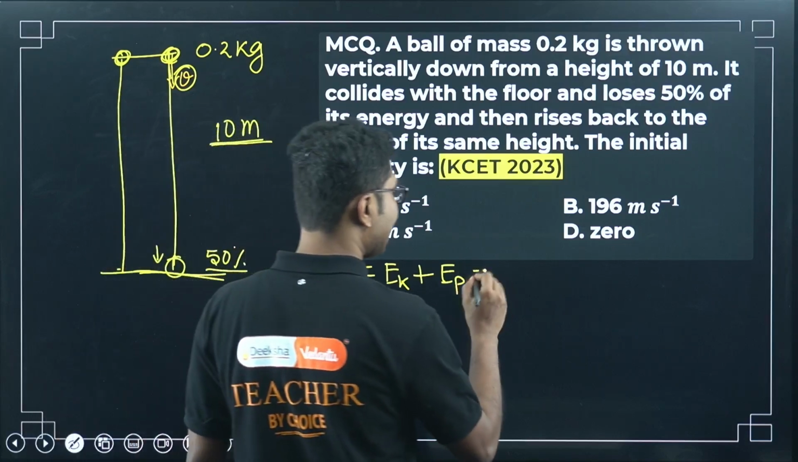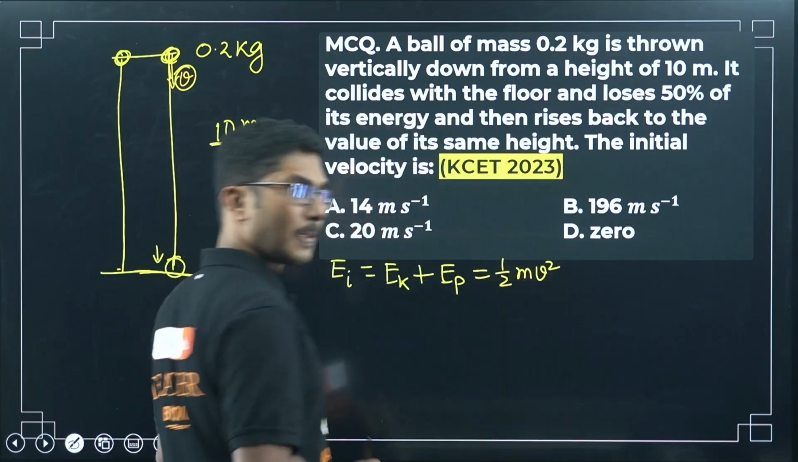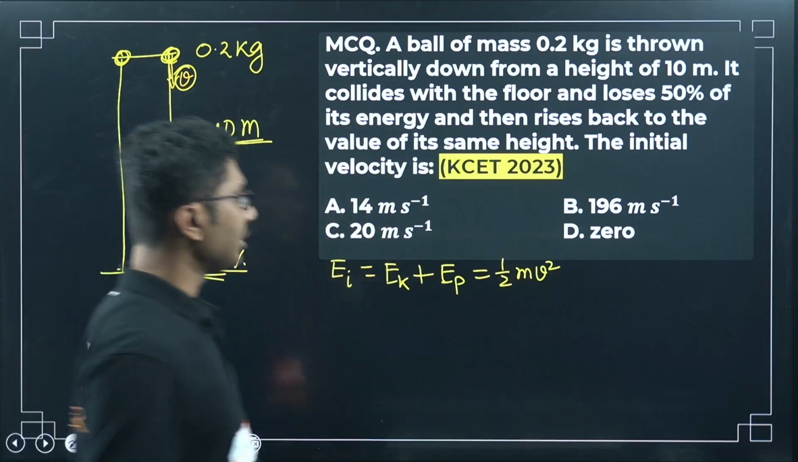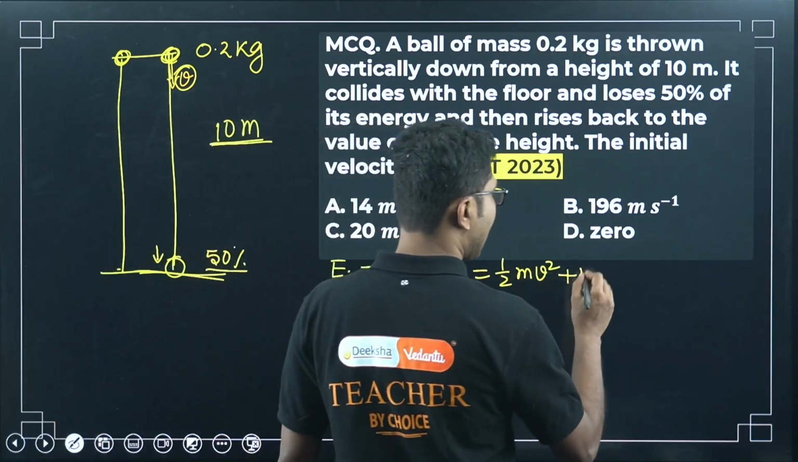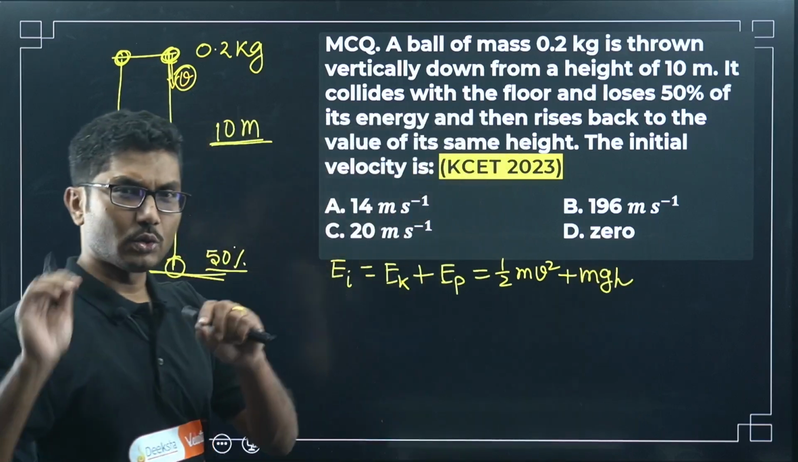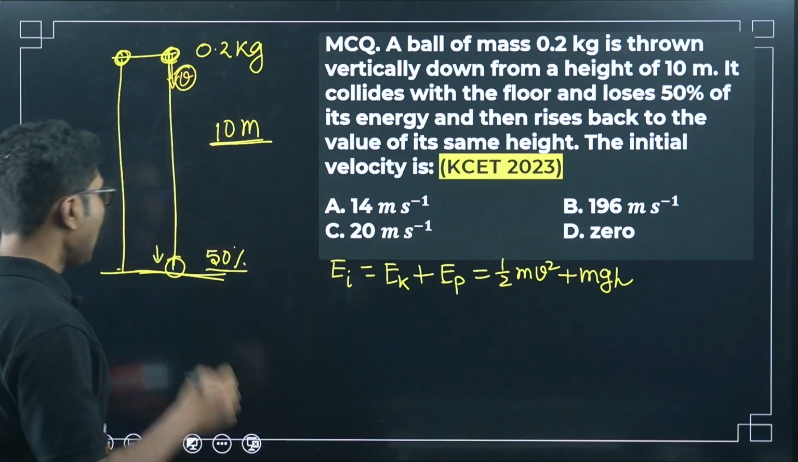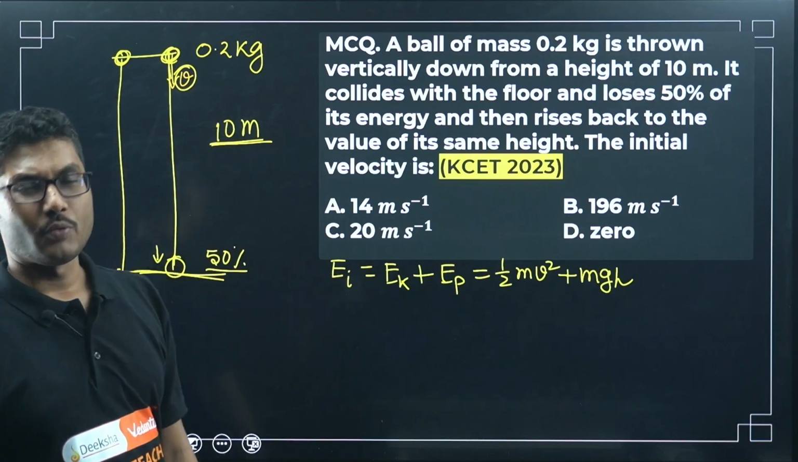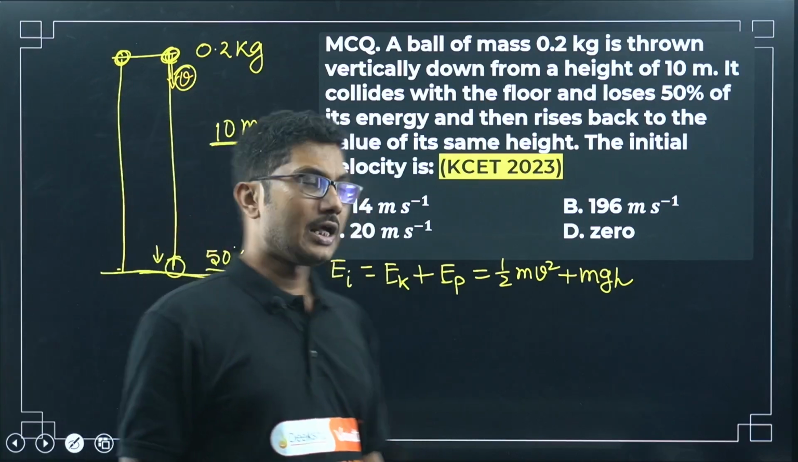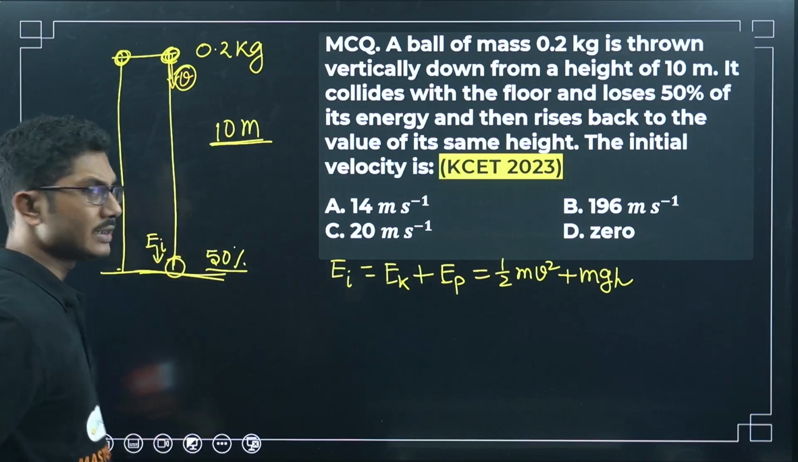What is kinetic energy? Kinetic energy is half mv square, right? What is potential energy? Potential energy is mgh. This is the total energy of the system when you throw it down, okay? Just before collision, what will be that energy of the object? Just before collision, it will have the same energy, okay?